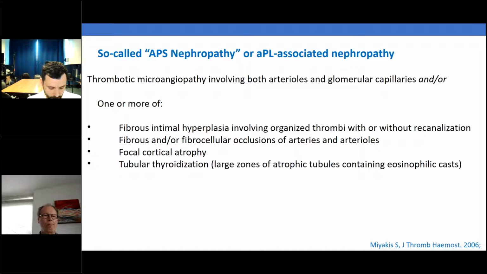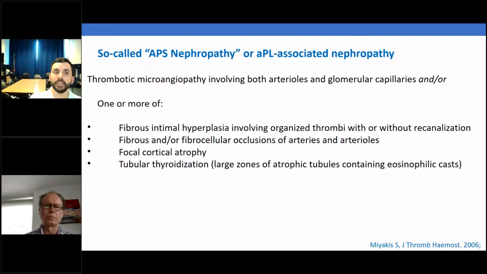Now we move together to probably the core topic of our chat here, the so-called APS nephropathy, also referred to sometimes as APL-associated nephropathy. When referring to the current classification criteria, this is the definition that I want to share with you. This is a thrombotic microangiopathy process involving both arterioles and glomerular capillaries, and/or at least one of the following: fibrous intimal hyperplasia involving organized thrombi with or without signs of recanalization, fibrous or fibrocellular occlusion of arteries and arterioles, focal cortical atrophy, or tubular thyroidization, which is a large zone of atrophic tubules containing eosinophilic casts. So in the idea of the people who first described the classification criteria in 2006, this was what we can refer to as APS nephropathy. There is a but.